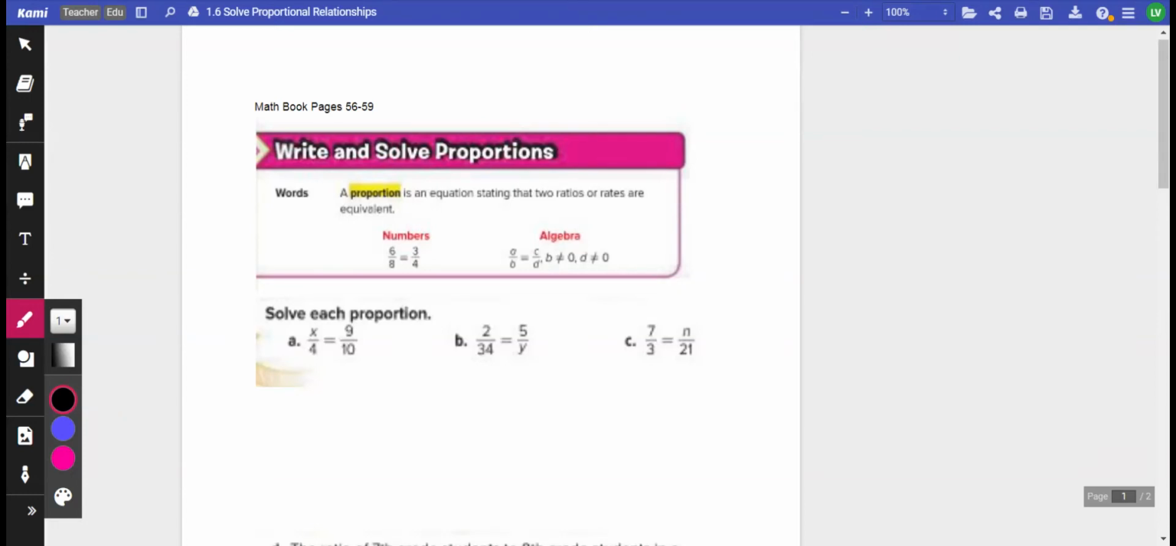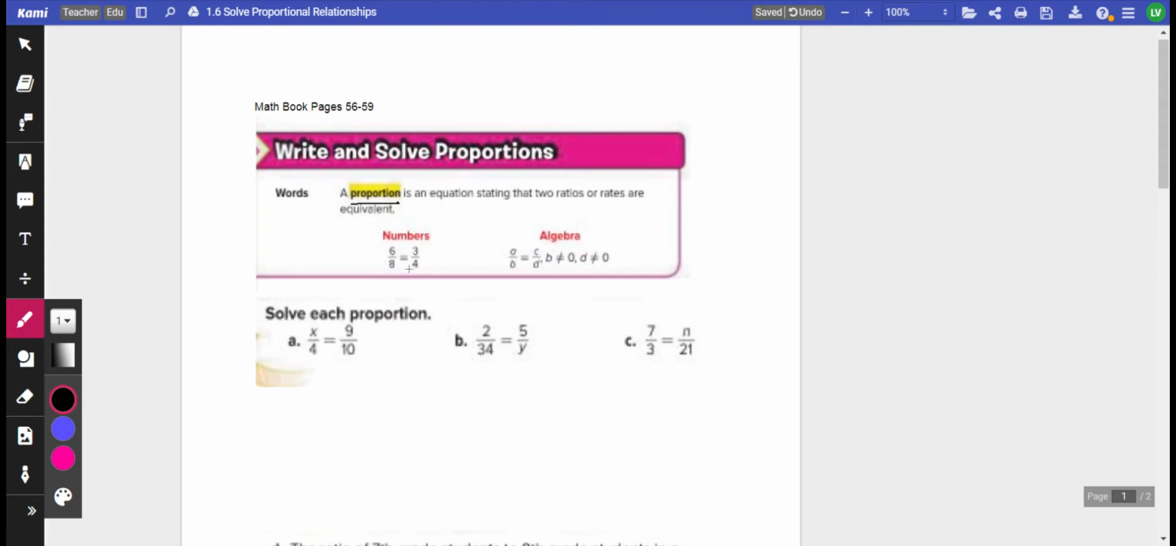1.6 Solve proportional relationships, found on math book pages 56 to 59. Write and solve proportions. A proportion is an equation stating that two ratios or rates are equivalent. As an example, we have 6/8 equals 3/4.